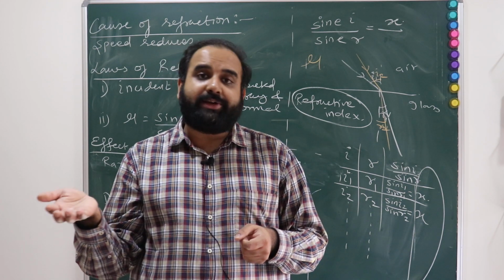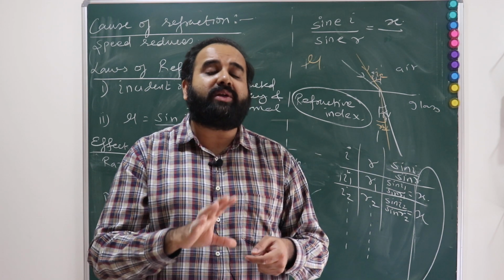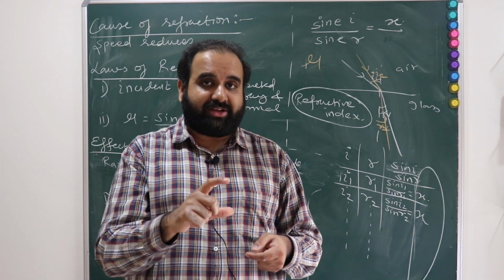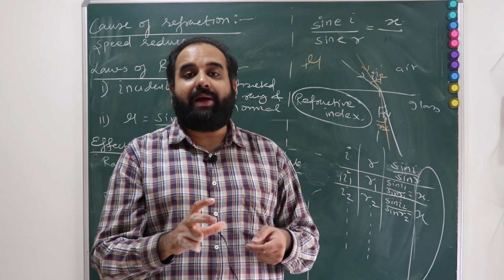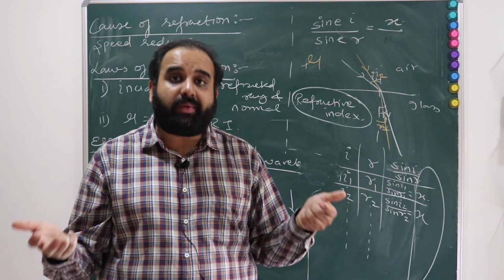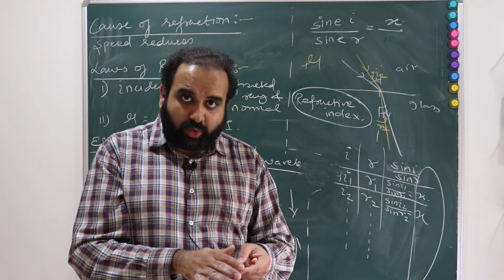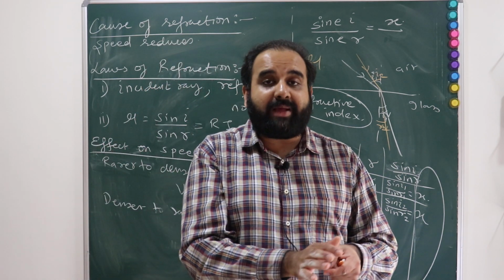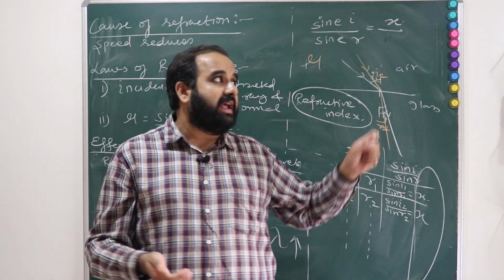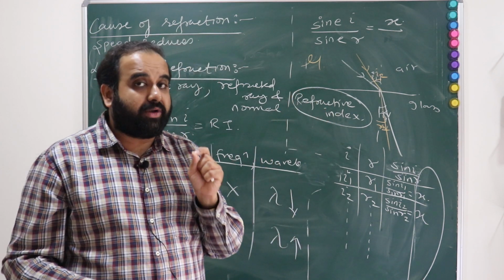Now what is the speed of light? In air it is 3 into 10 raised to 8. So when it goes into a denser medium, by a certain amount it will decrease. By how much, that particular value will be given to me by the refractive index. So by how much the speed is going to reduce when it goes from rarer to denser medium, and by how much the speed is going to increase when it goes from denser to rarer, this information will be given to me by this particular value called the refractive index.